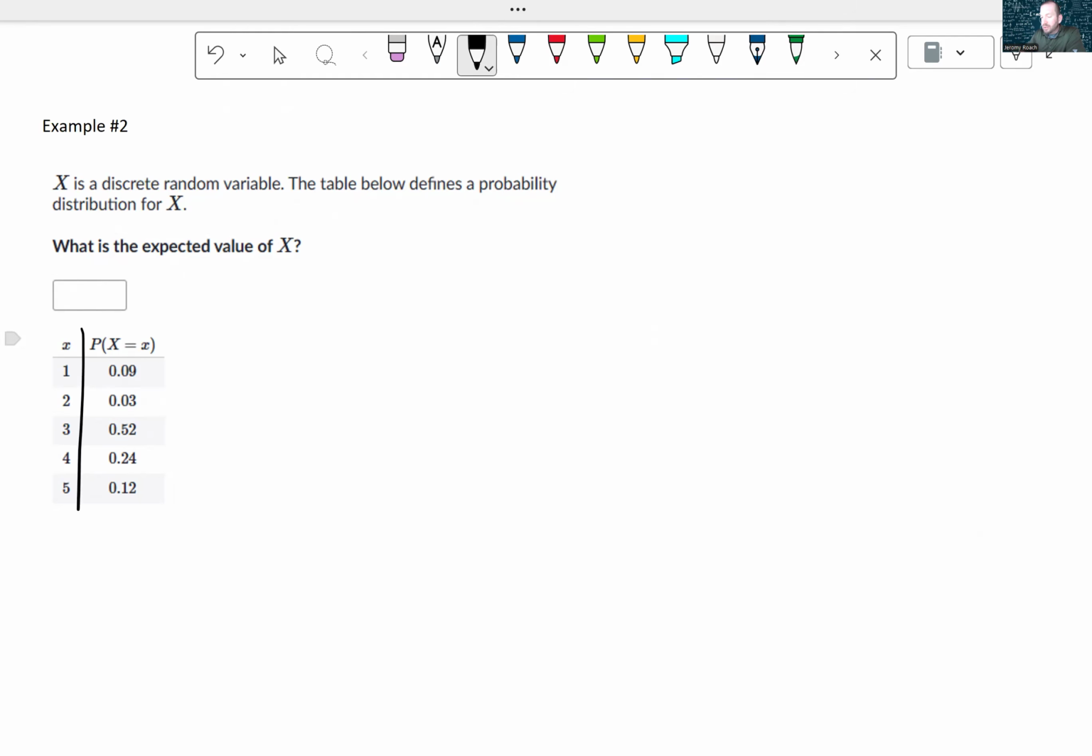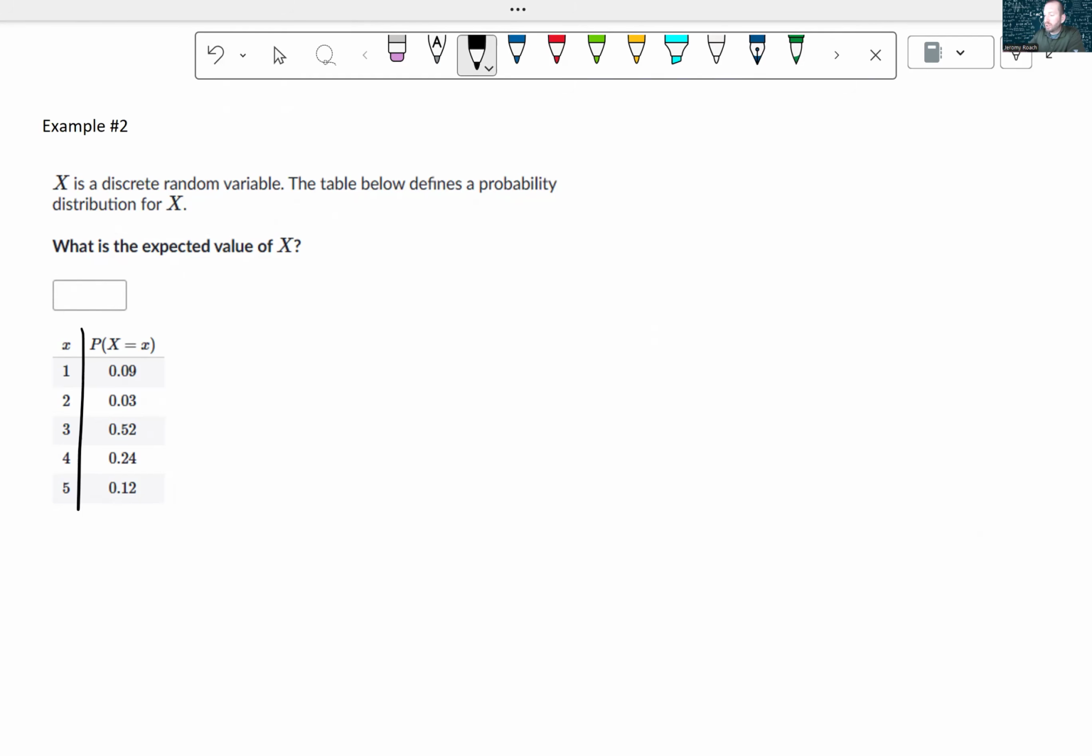So the probability of getting a 1 is 9%, getting a 2 is 3%, getting a 3 would be 52%, and so on. And it wants to know what's the expected value of X. If we rolled this die over and over and over again, and we know the probabilities of each of these numbers, what number would we typically tend to get each time? So the expected value, again, is the average value of the outcomes over many trials.